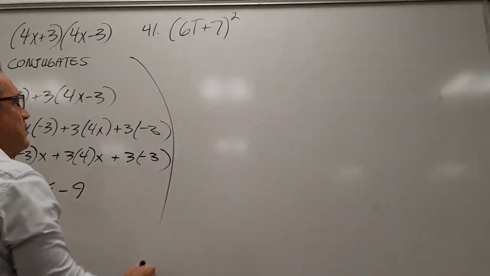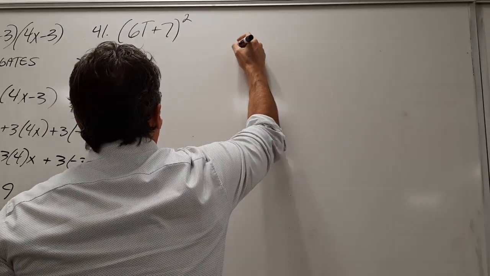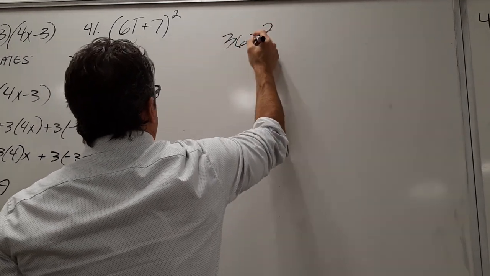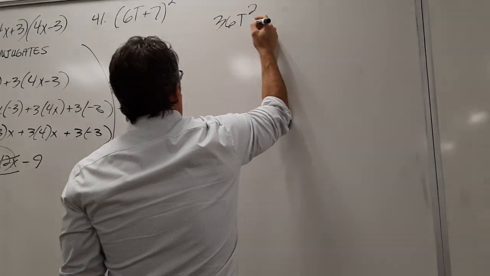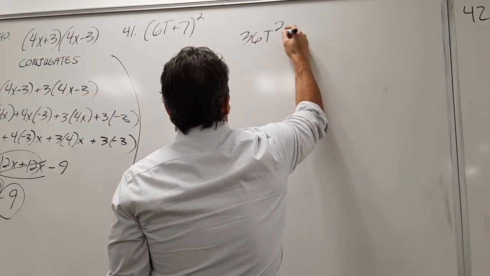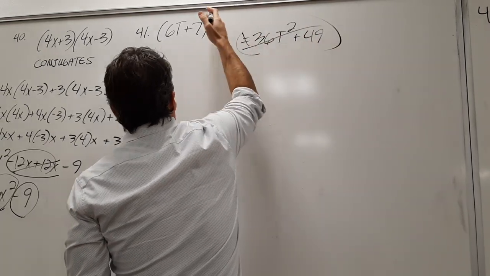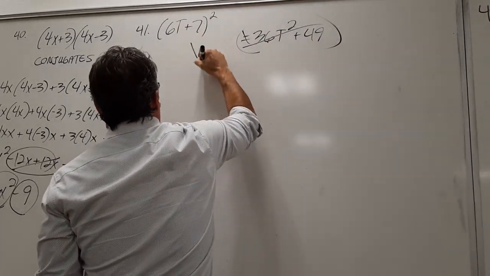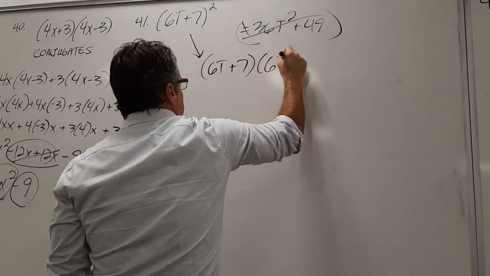I'm not going to erase this. I'm just going to jump in here. 6t plus 7 squared. The killer here is to understand this is not 36t squared plus 49. I write my t's as capitals because my lowercase look like plus signs. This does not equal this because we can't just apply the square to these. We can't take a shortcut. We have to take 6t plus 7 times 6t plus 7.